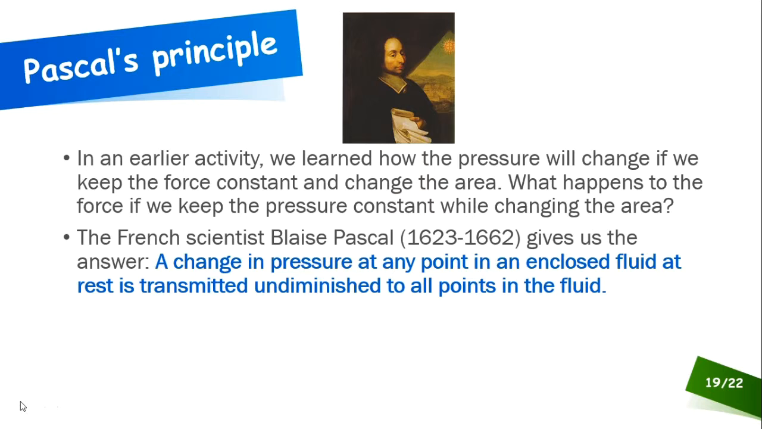A change in pressure at any point in an enclosed fluid at rest is transmitted undiminished to all points in the fluid. So if we have fluid that's entirely enclosed, and we put pressure on one end of the enclosure, that pressure is going to be equally distributed all throughout the liquid.